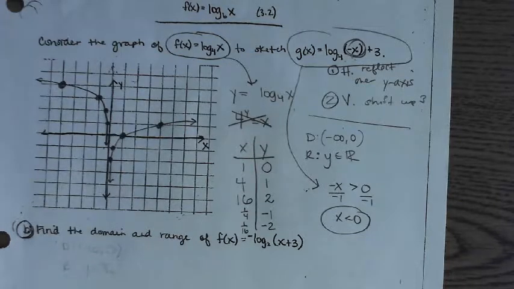And then your range for a log function is always all real numbers. Unless they restrict the domain and say what is the range when you're only looking at a domain from 5 to 7, then you'd have to look at it. But if it's just the full function without any restrictions, then the range is always unlimited. Okay? So you don't have to think much about that.